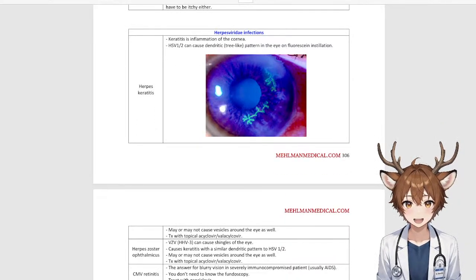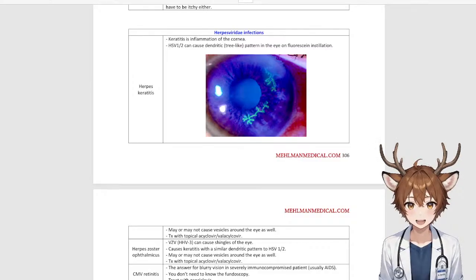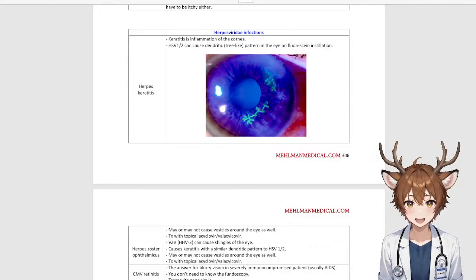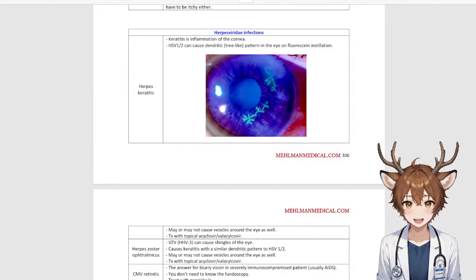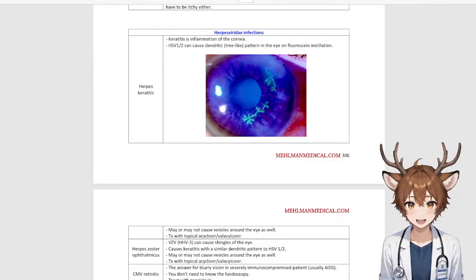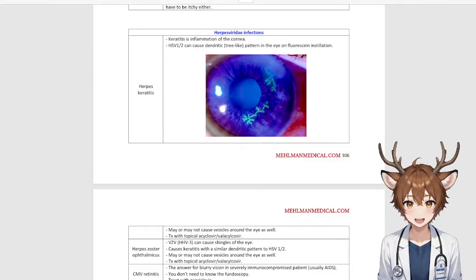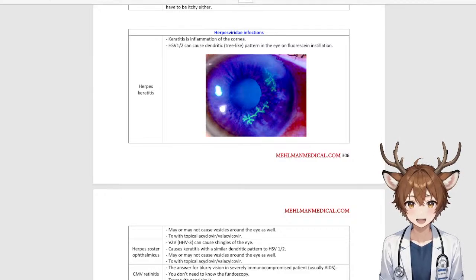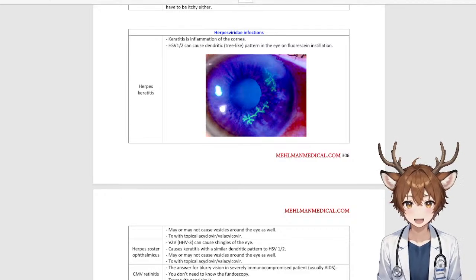Finally, we have herpes viridae infections. Let's talk about it. Herpes keratitis. Keratitis is inflammation of the cornea. HSV1/2 can cause dendritic, tree-like pattern in the eye on fluorescein instillation. May or may not cause vesicles around the eye as well. Treatment with topical acyclovir/valacyclovir.